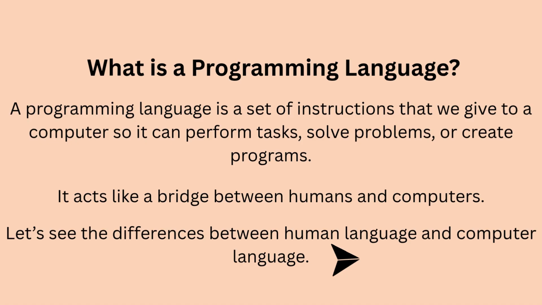What is a programming language? A programming language is a set of instructions that we give to a computer so it can perform tasks, solve problems, or create programs. It acts like a bridge between humans and computers.